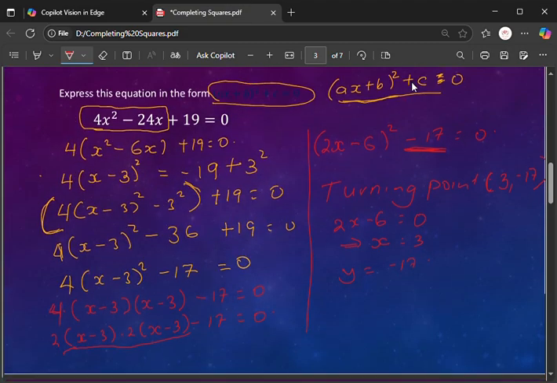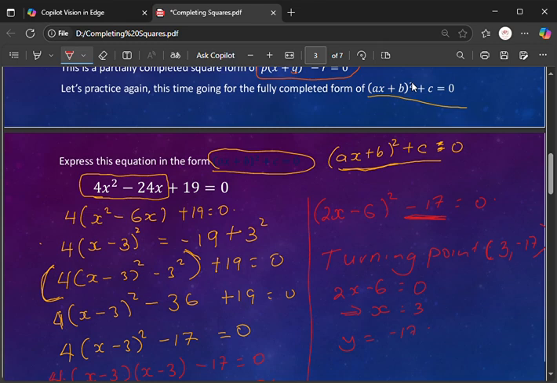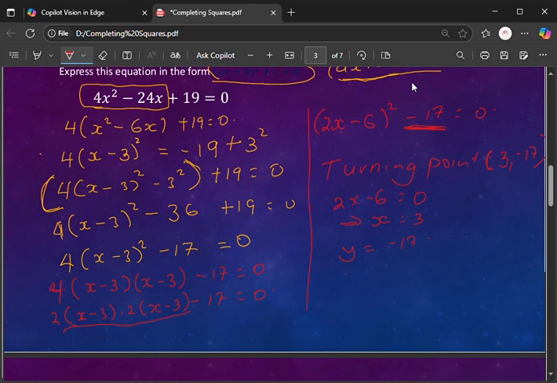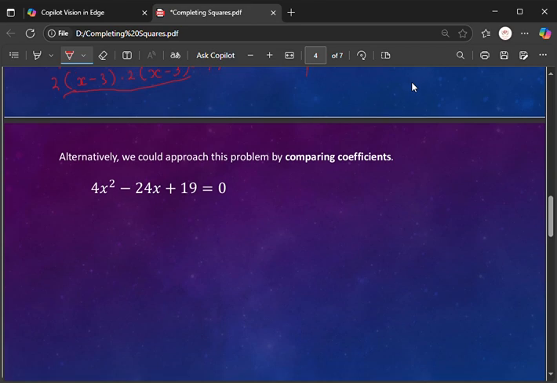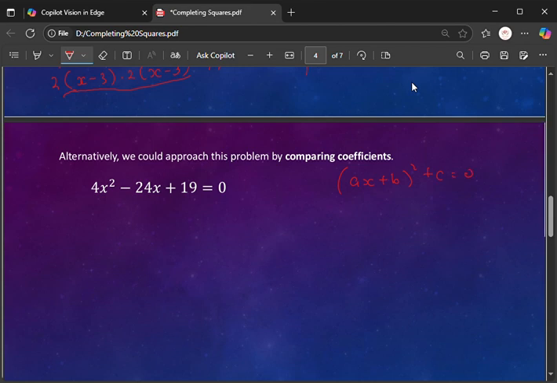Remember, here we have not compared any coefficients. I believe you know the meaning of the word coefficients. We have worked it out from first principles and arrived at the answer. Now let's see what it means to compare coefficients. So I'll write here the form that we are interested in. And because this is equal to 0 and this is equal to 0, we can equate them.